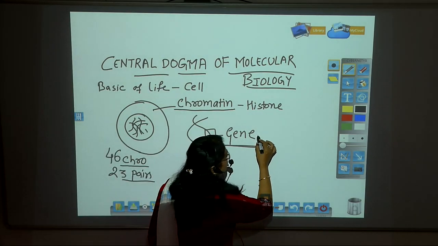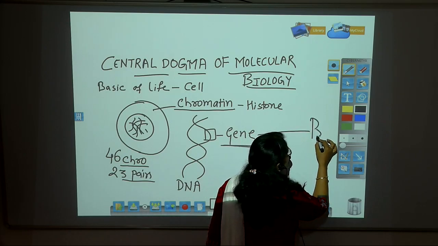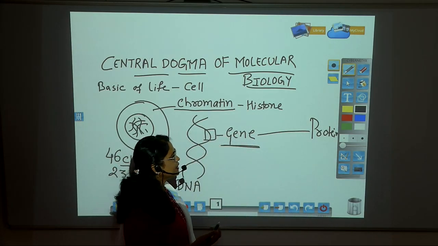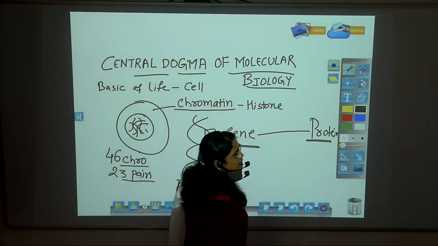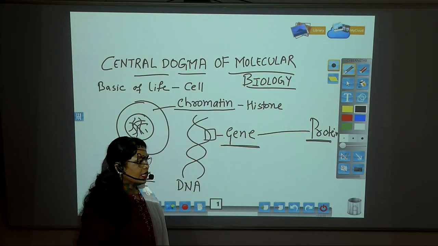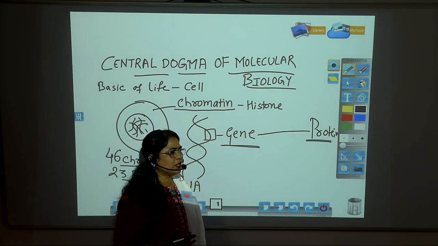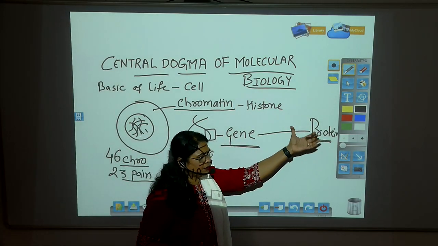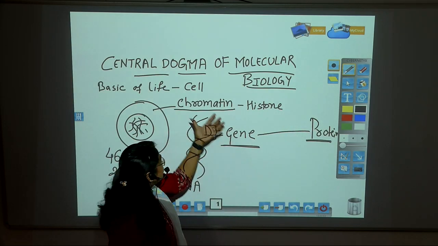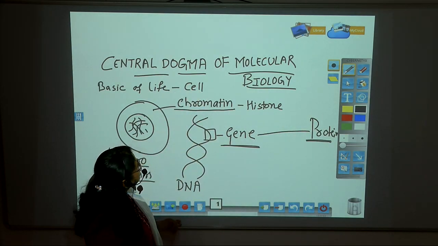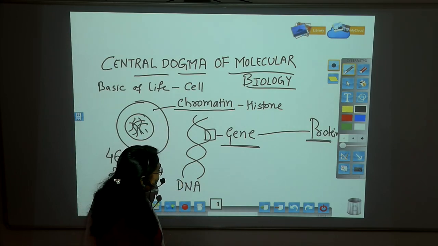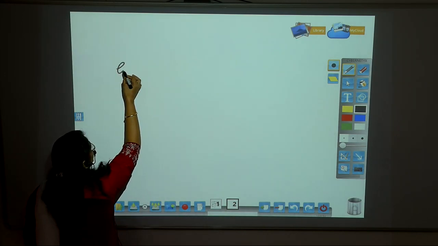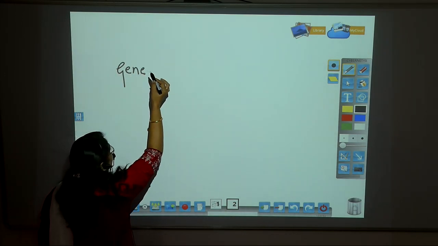Now this gene is responsible for synthesizing a protein. What I said is, if my eyes are brown in color, it is because of a pigment, which is a protein giving it brown color. If my eyes are gray, it is again because of a protein. So how this gene expresses itself in a pigment or in a protein is given in the central dogma of molecular biology. So when we say this gene is responsible for protein synthesis, how is it possible?